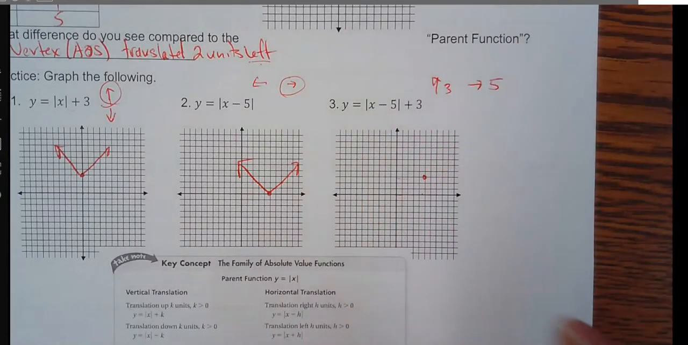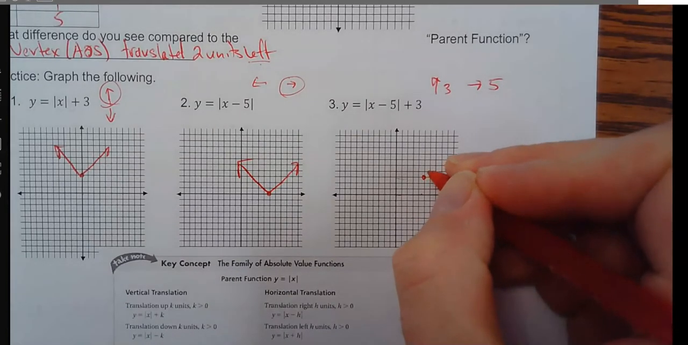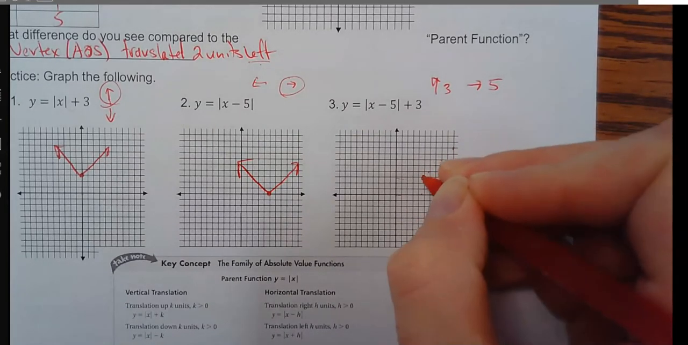Slope didn't change. We haven't even talked about how slope changes yet, so we're not going to worry about that just yet. And do a slope of 1.